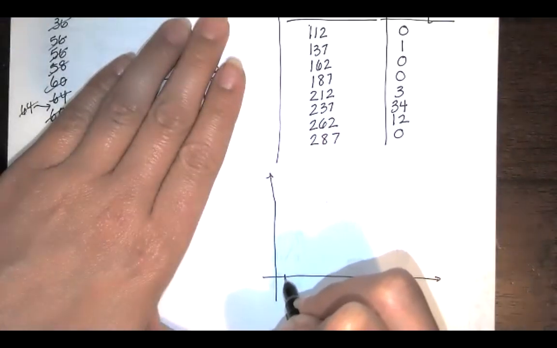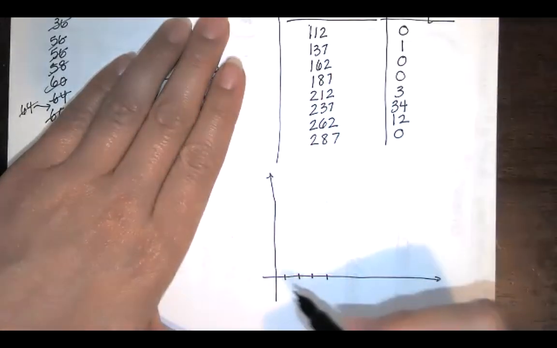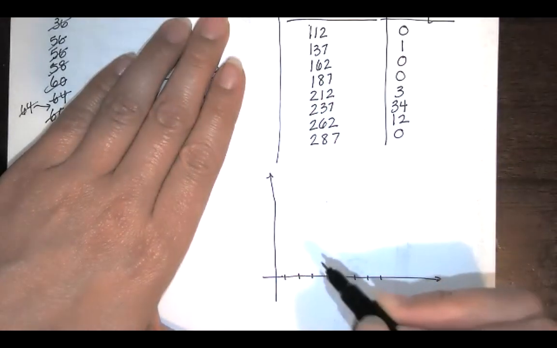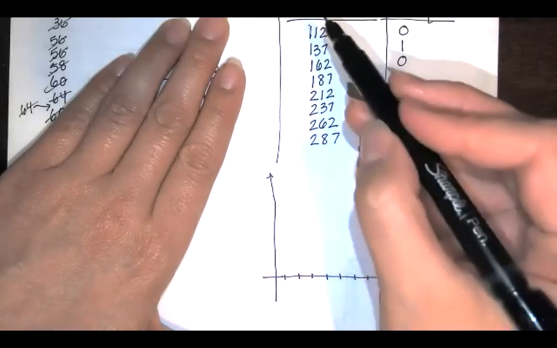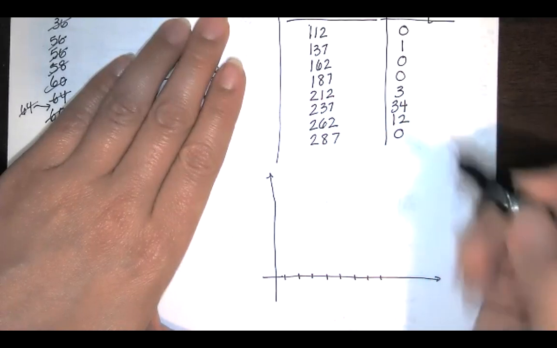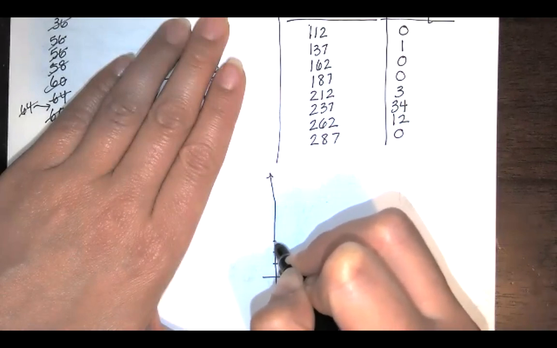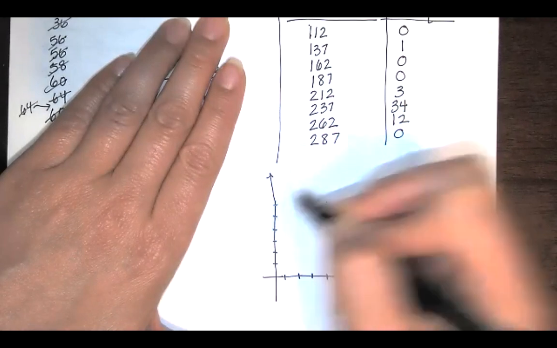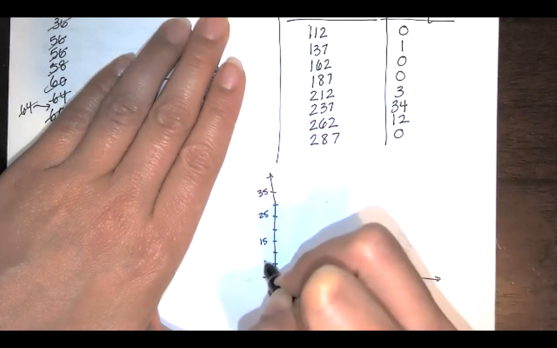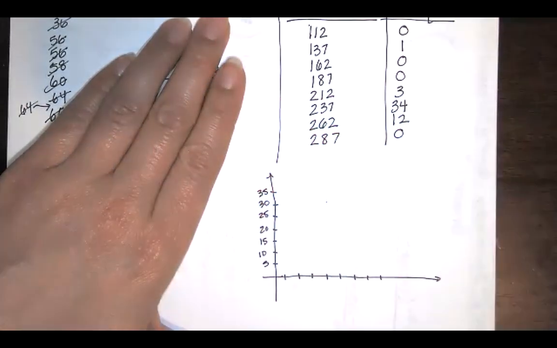So we'll have 112, 137, 162. Looks like we've got 8 of them now. 1, 2, 3, 4, 5, 6, 7, 8. And I will just let each of those tick marks represent those numbers, so I'm not going to actually label them here. And the frequencies go up to 34. So maybe we should use multiples of 5. 5, 10, 15, 20, 25, 30, 35. I might as well just put them all in there.